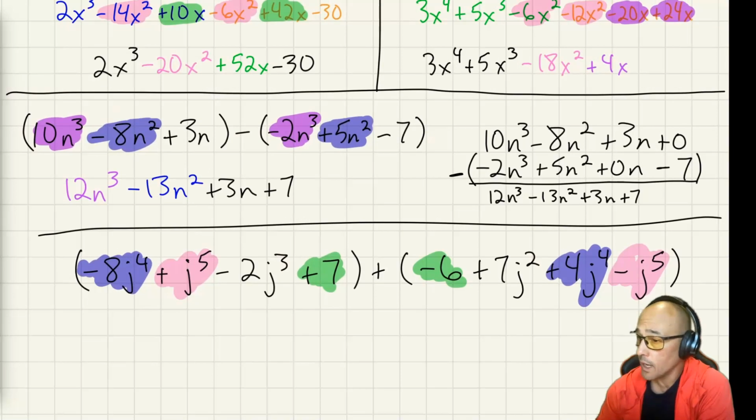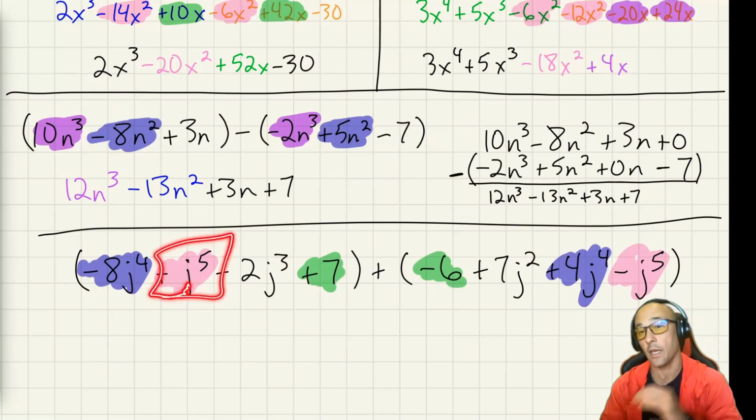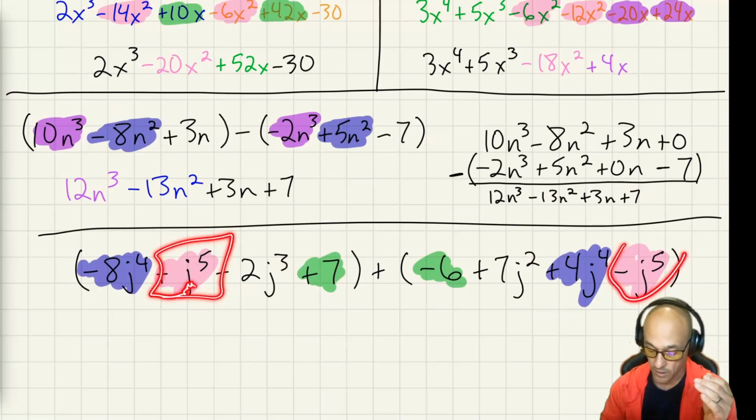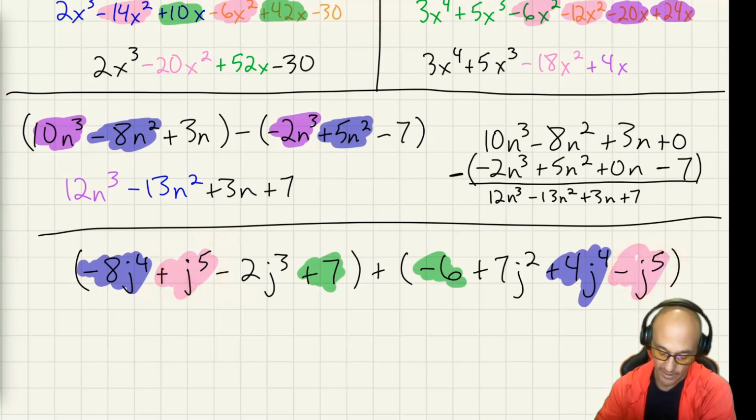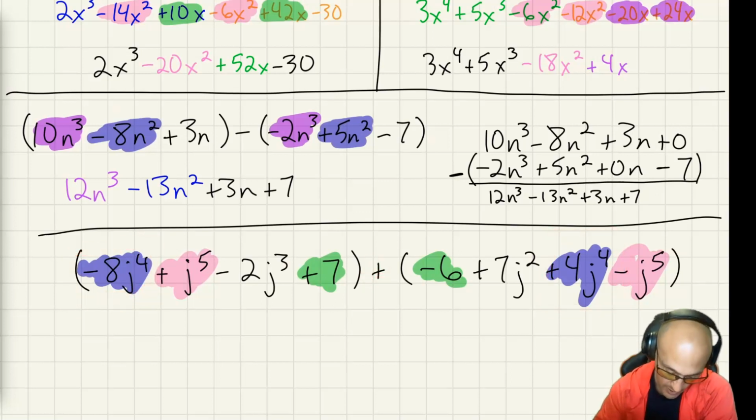So we're looking at how we made this one a little bit more confusing. I'm going to go from the greatest degree to the lowest degree, so I'm going to start with powers of 5. Those cancel each other out, because we're adding a positive 1j to the 5th to a negative 1j to the 5th. That's nice. The next one is j to the 4th. I have the -8j to the 4th and the positive 4j to the 4th that we're adding together, so that gives me -4j to the 4th.